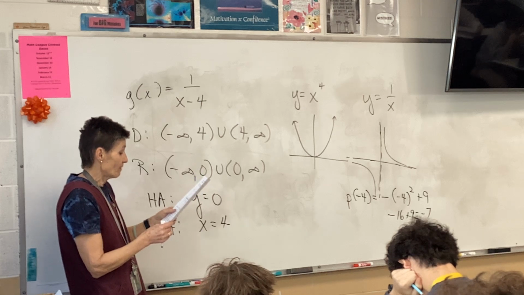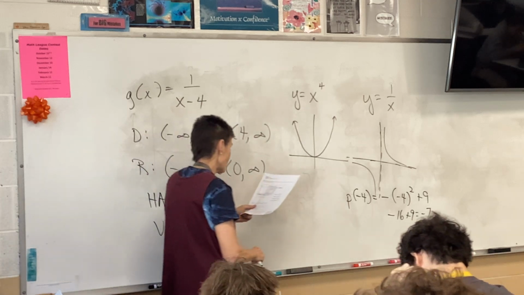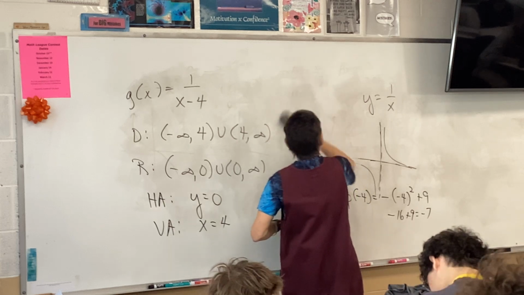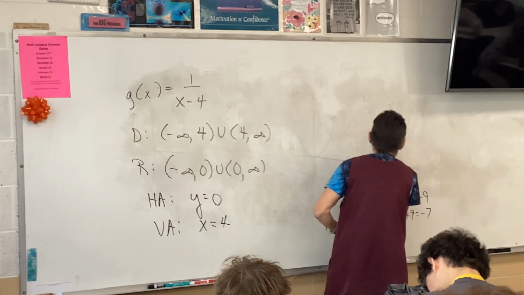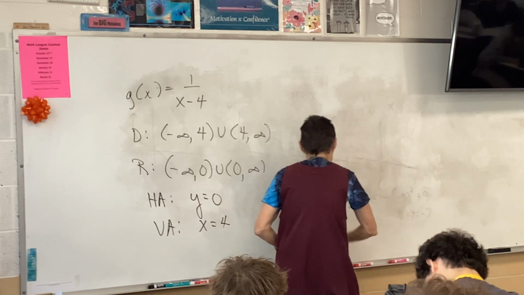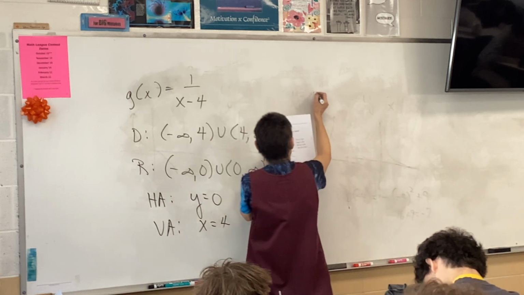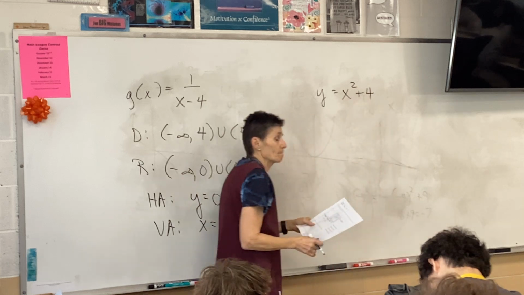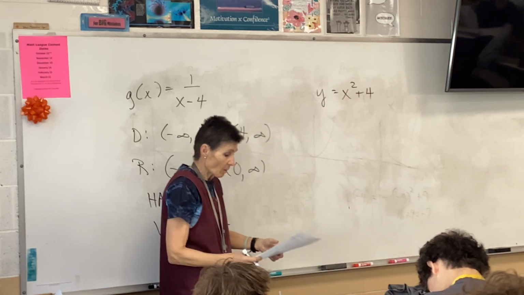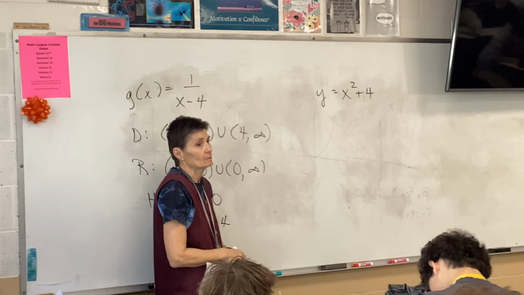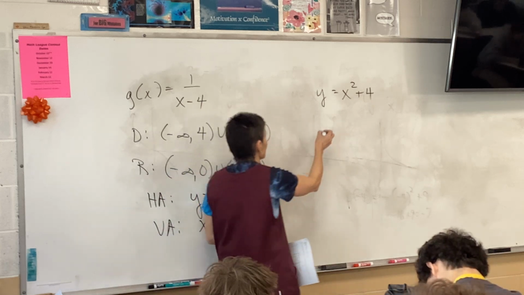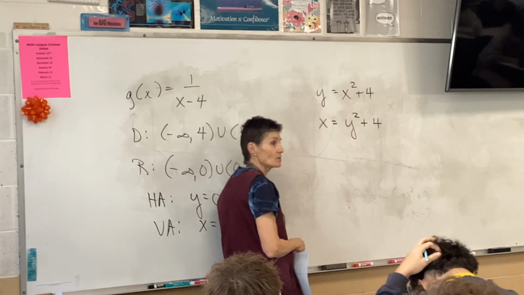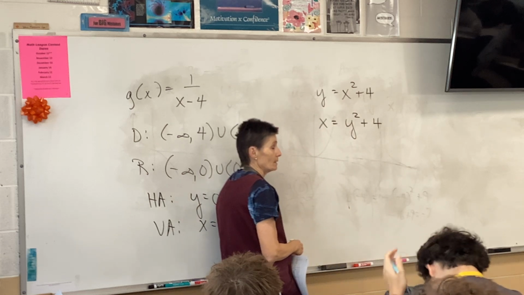All right, fine, now we're finding an inverse. All right, so our function is this. So how do we find an inverse? Switch our x's and y's. And then solve for y.